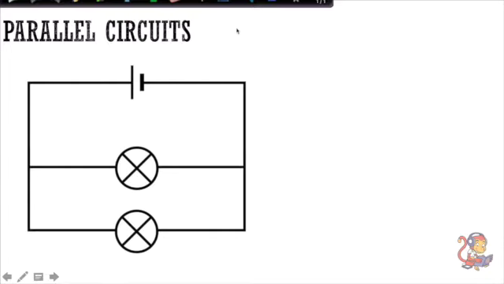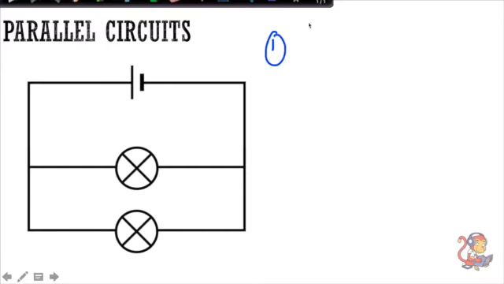That's different to series circuits, because in series circuits the components were next to each other and all in one loop. So this was series. And in this video we're talking about parallel circuits, those with branches. So there's a couple of rules that we need to remember for parallel circuits.